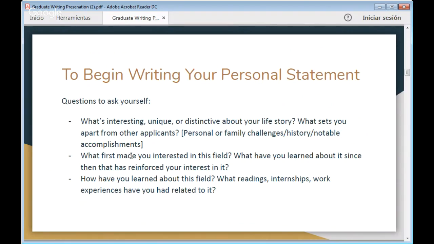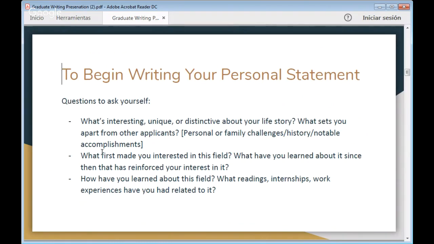This could include your personal or family challenges, any history, or any notable accomplishments that maybe you want to explain a little bit more in depth. You can go also for the second question, what first made you interested in this field? Going back to talking about your educational background, this could be a good opportunity to explain what first piqued your interest and why you wanted to continue studying it. What reinforced your interest in it? And what's something that you want to continue to learn throughout that time?